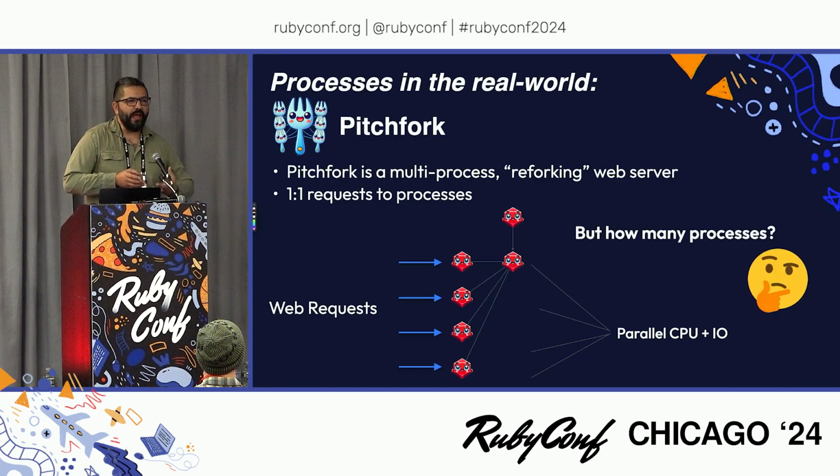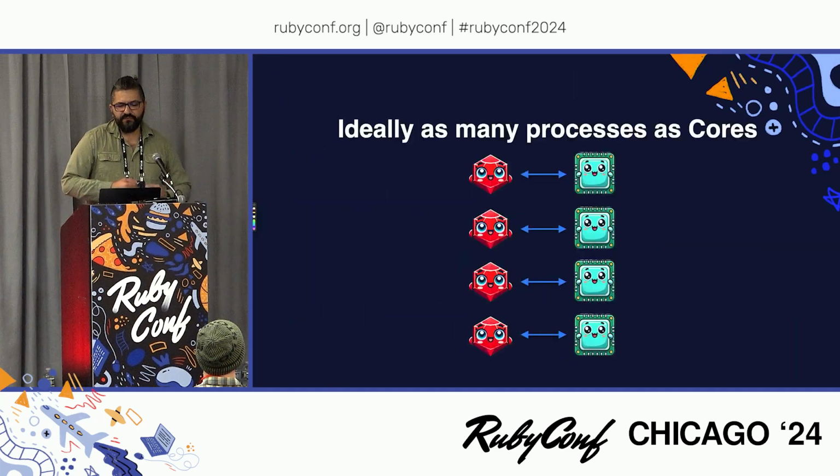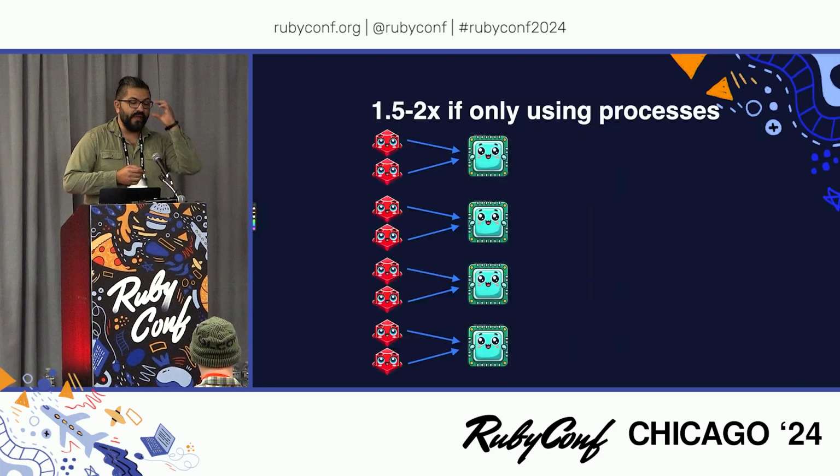But how do you decide how many processes you should actually use? My answer is really ideally as many processes as you have cores. So if you don't have as many processes as you have cores, you're essentially leaving parallelism on the table. Additionally, if you're using a server that only uses processes like Pitchfork does and doesn't use any of the other concurrency units we're going to talk about, you really want to up that process count as well. More like 1.25 to 2 times as many processes as you have CPUs.